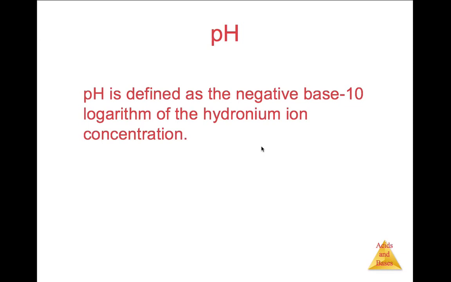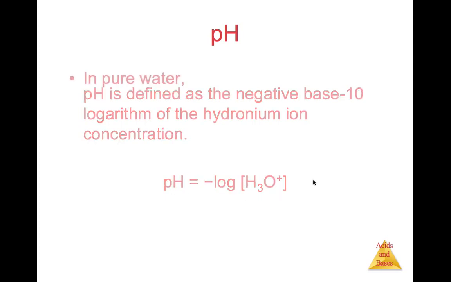So how do we know whether something's acidic or basic? Well, we use a rating scale. It's a scale called the pH scale, and it's defined as the negative base 10 logarithm of the hydronium ion concentration. The pH is equal to the negative logarithm of H3O+, or the hydronium ion concentration of any solution.